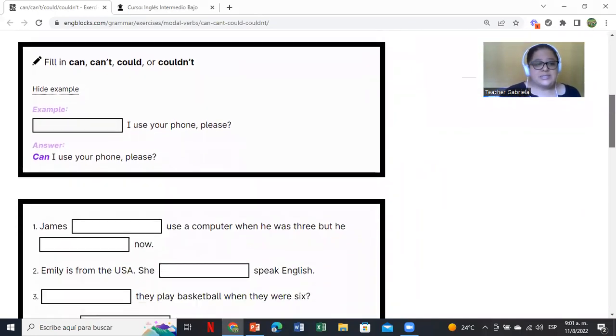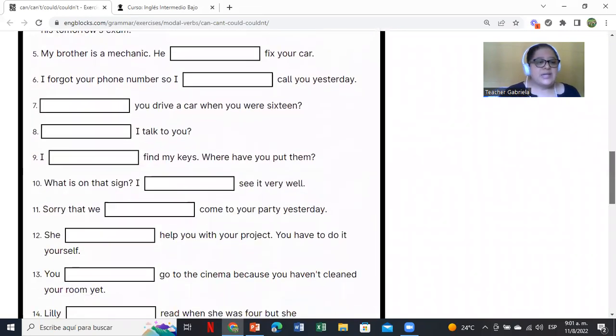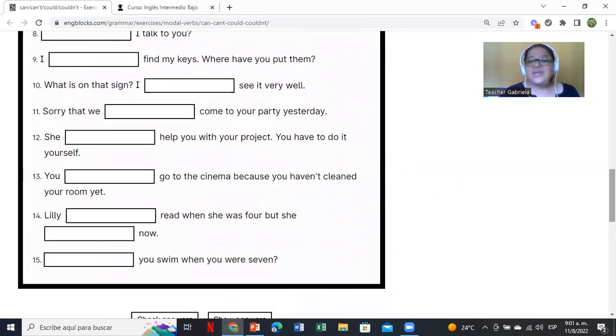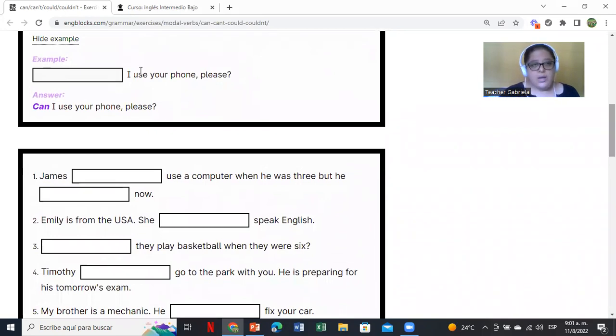So look, guys, I got 15 exercises. And look at the example. You are going to choose the correct one: can, can't, cool, or cooling. And this is just an example.